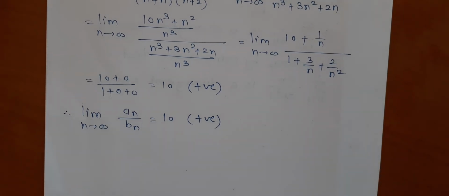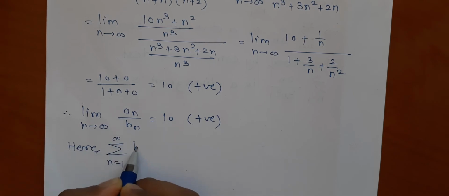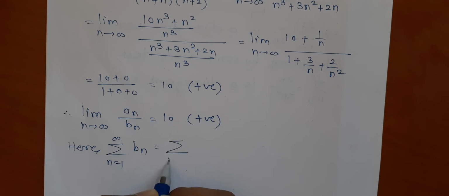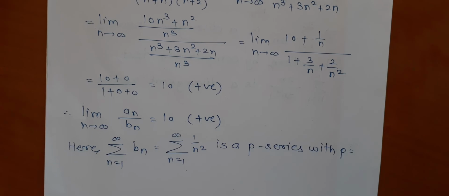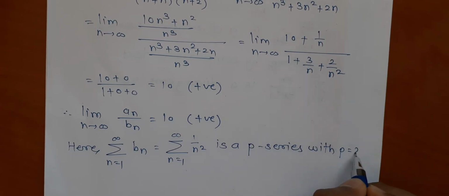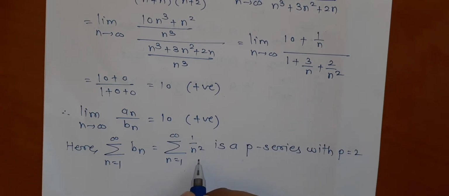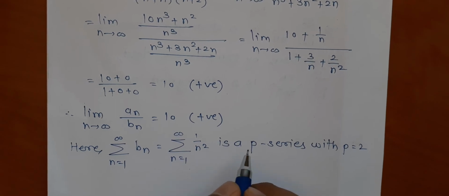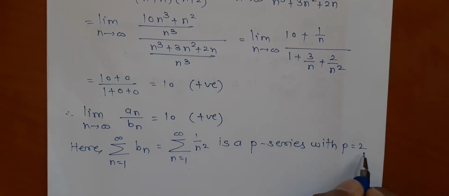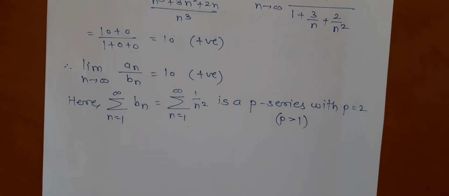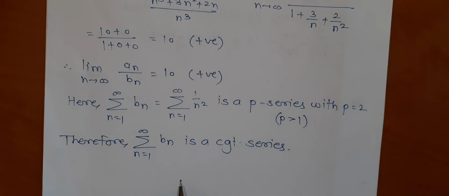But what is our b_n here? What is our series b_n? Summation n running from 1 to infinity of 1 upon n square is a p series with p equal to 2. When you have p equal to 2, that means p greater than 1. When you have p greater than 1, the p series is convergent. So therefore summation b_n is a convergent series.